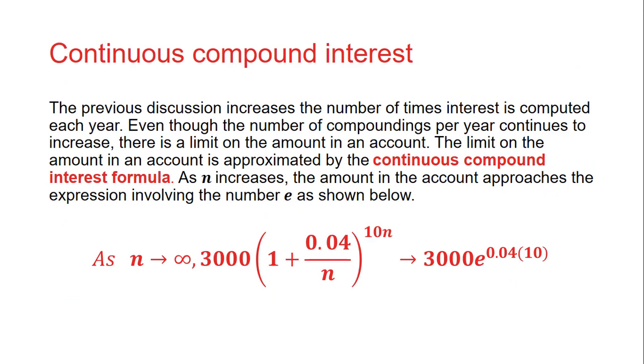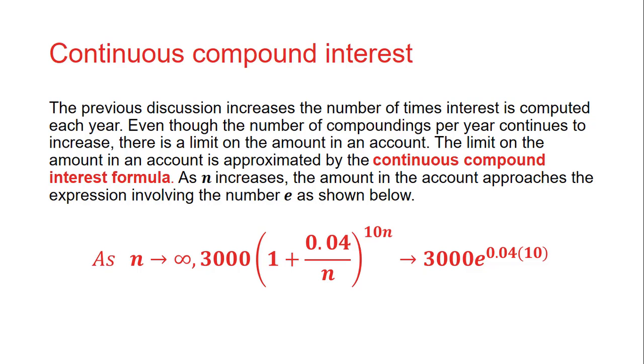So let me talk about another type of interest, and that is continuous compound interest. In the previous discussion, we were looking at increasing the number of times interest is computed each year, right? We went from annually to quarterly to monthly. And you might think that as you continue to increase the number of times interest is computed, the amount continues to grow. But that's not true.